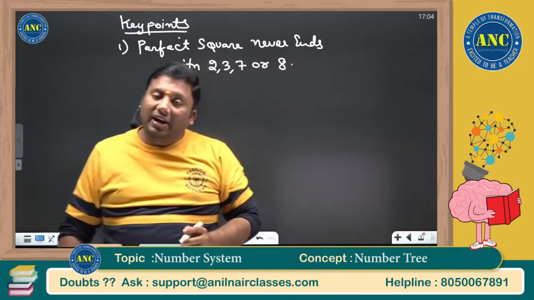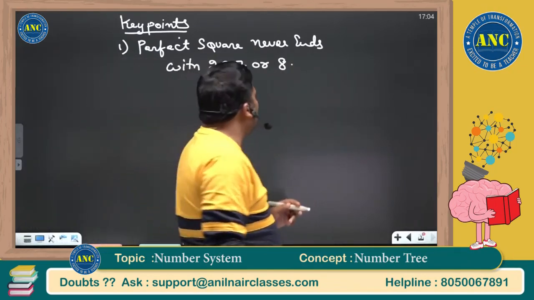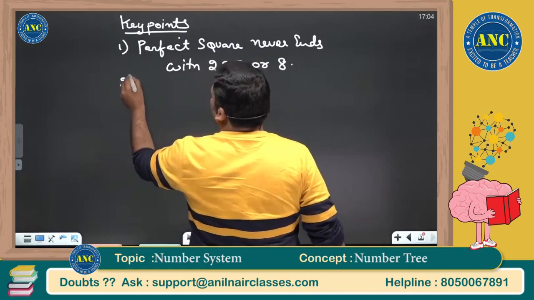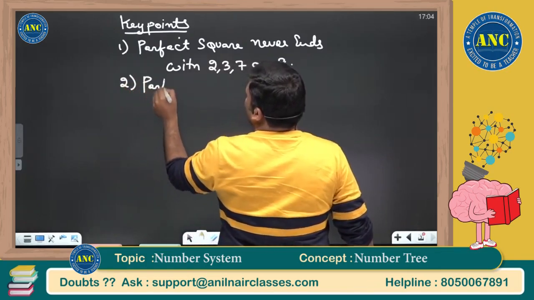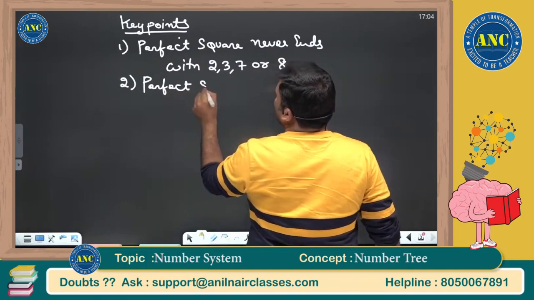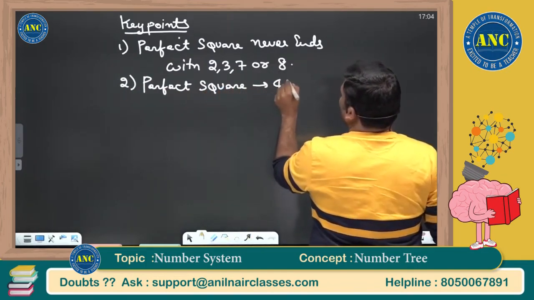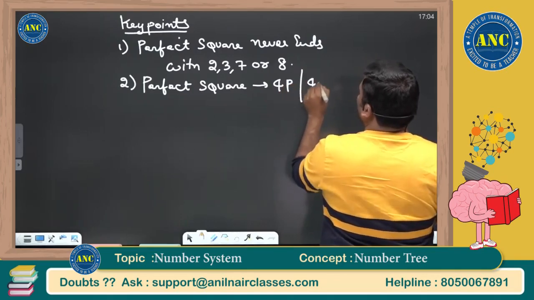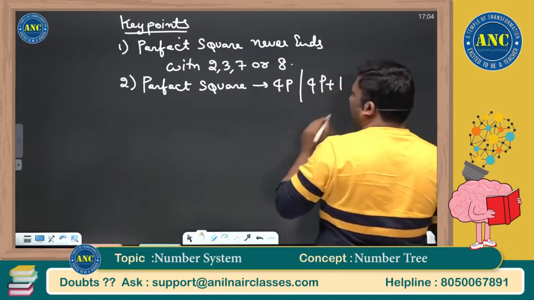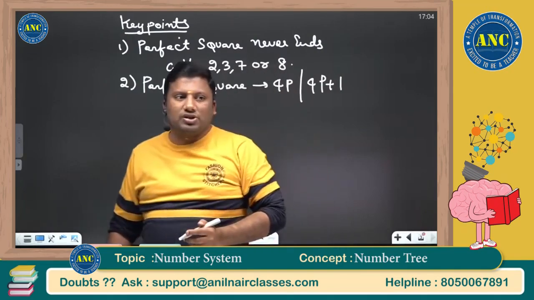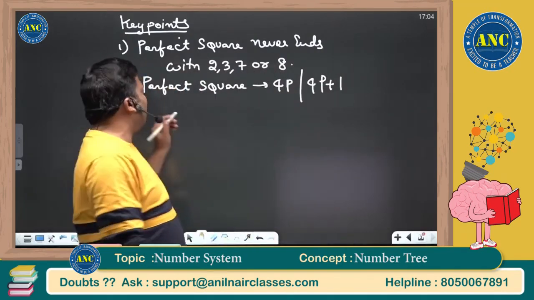Some of the very good problems we discussed in the class. Second one: a perfect square is always of the form either 4 into something or 4 into something plus 1.